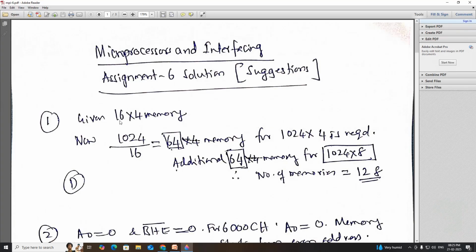They have given 16 cross 4 memory, so simply divide 1024 by 16, we will get 64. So 64 memories are required for 1024 cross 4. We require 1024 cross 8, so an additional 64 memories are required. So the total is 128 memories. 64 plus 64 is 128, option D.